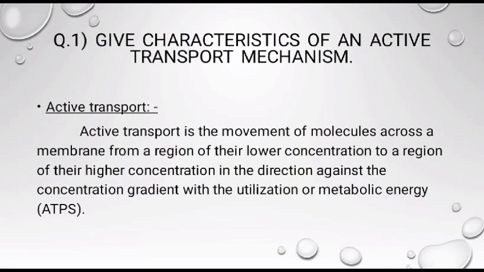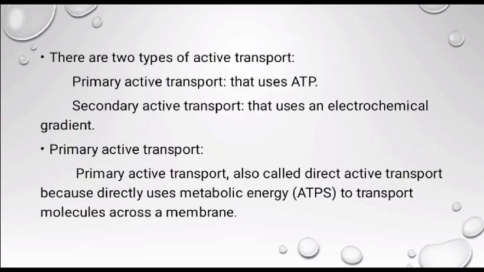Question 1. Give characteristics of an active transport mechanism. Answer. Active transport. Active transport is the movement of molecules across a membrane from a region of their lower concentration to a region of their higher concentration, in the direction against the concentration gradient, with the utilization of metabolic energy, ATP. There are two types of active transport. Primary active transport that uses ATP, secondary active transport that uses an electrochemical gradient.